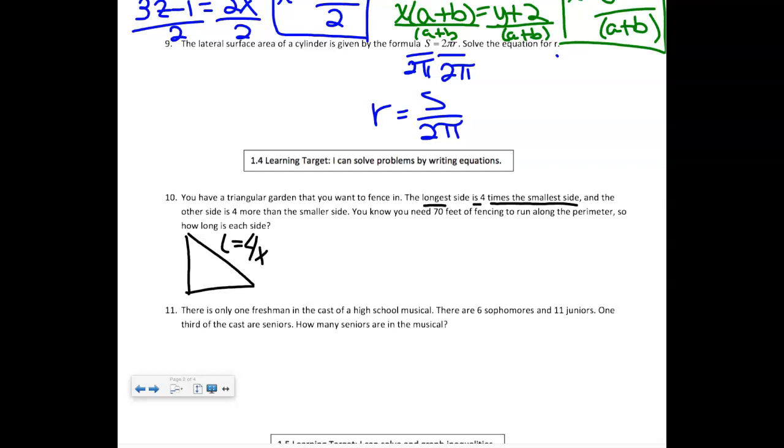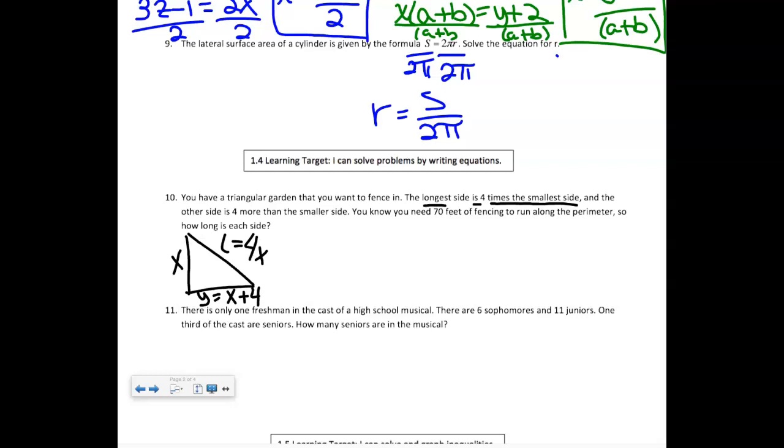And it says the other side is 4 more than the smaller side. So this side right here, whatever letter you want to use, I'm going to use Y, sorry, is 4 more than the smaller side. So X plus 4 or 4 plus X. And then notice it doesn't say anything about the small side, so that small side is just going to be represented by X.